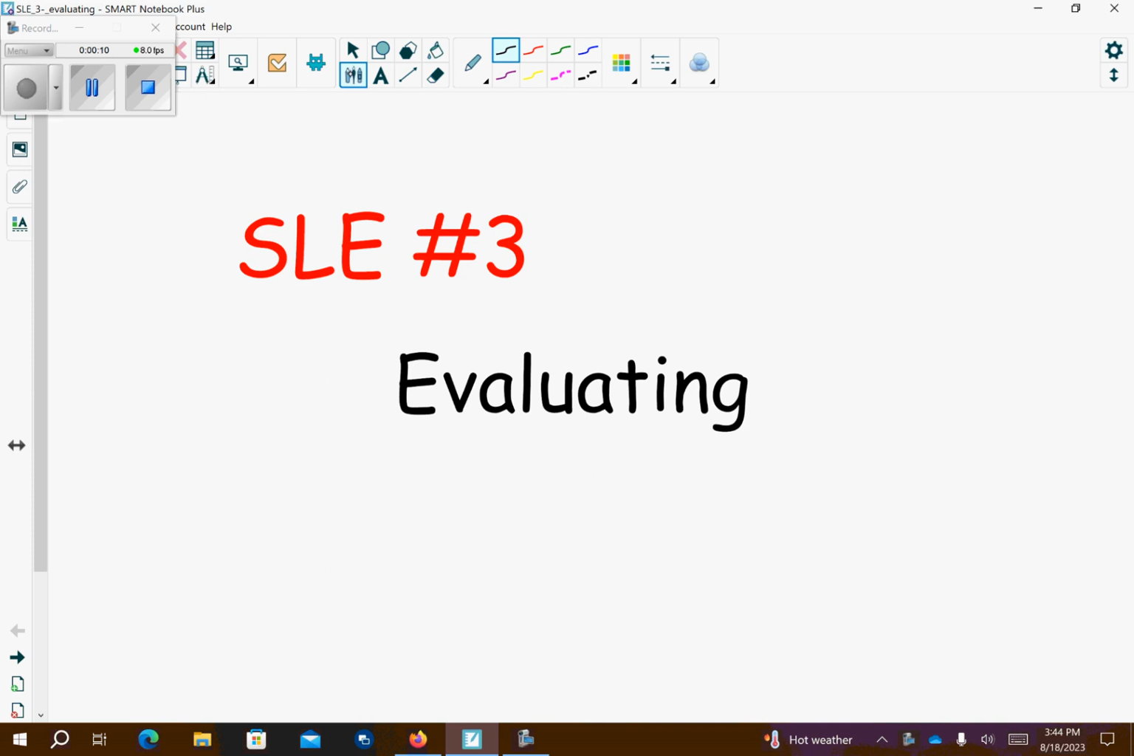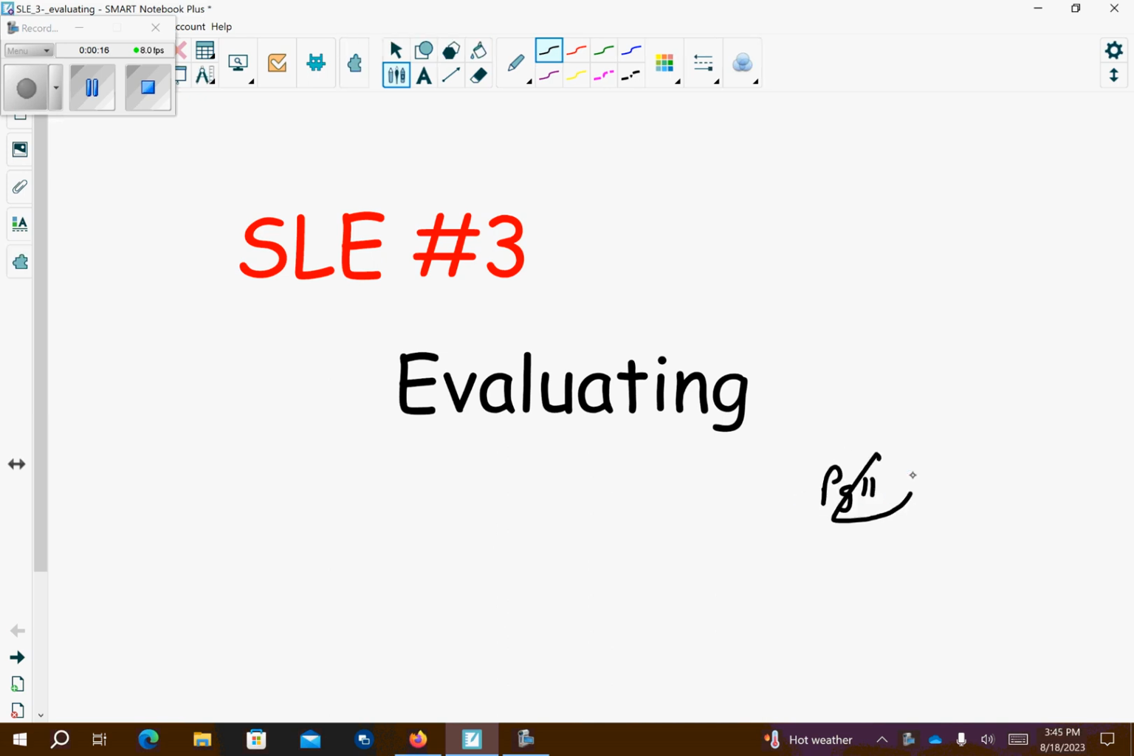These are the notes for SLE number 3, so this is on page 11 of your packet. Please make sure you are getting your book. Page 11 is where we are in the notebook, okay?